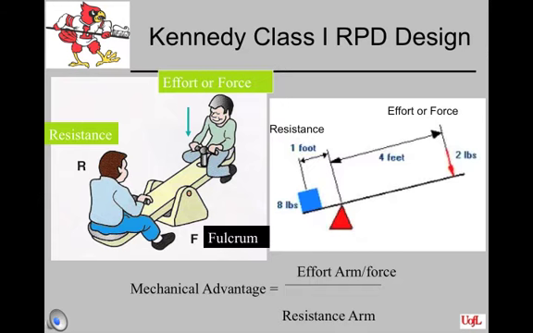So we can place a load on the resistance end that is 4 times the weight of that of the load on the effort arm, and it can be lifted easily on that teeter-totter. We can place an 8-pound weight at one end, and we will be able to lift it with a 2-pound weight at the other.